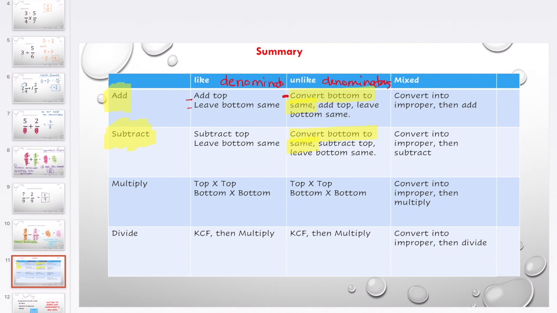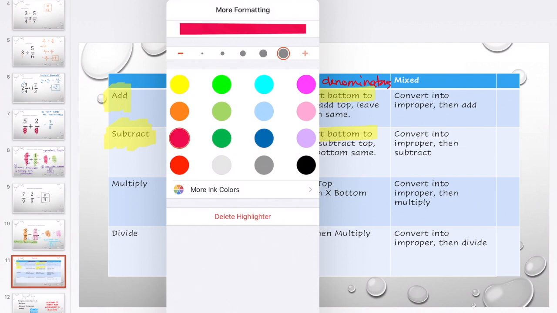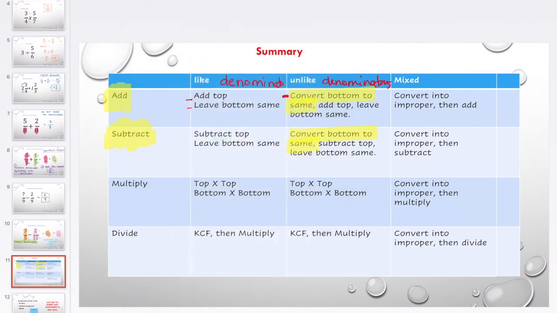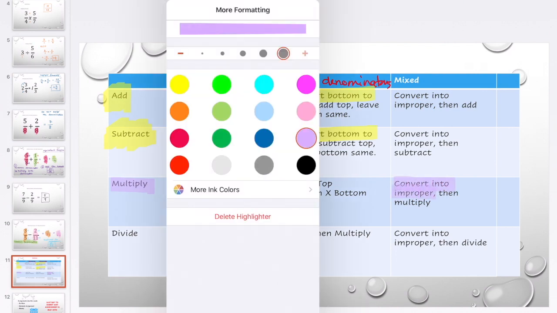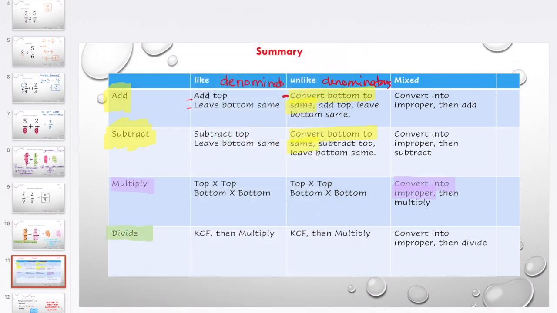Multiply and divide fractions, you multiply the top, you multiply the bottom. If it's a mixed number, you convert. Let me change the color. With division, there's one extra step that you have to do, and that is keep, change, flip. Convert into improper, and then keep, change, flip. Alright, so that's it for today's lesson. Let's do a quick review.